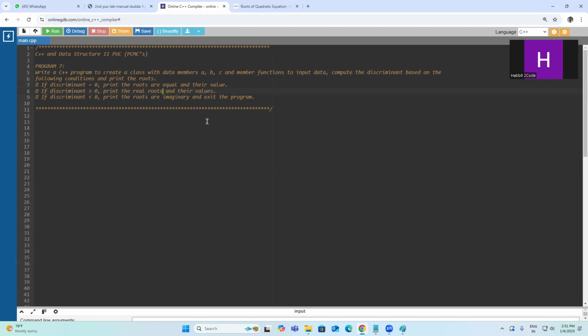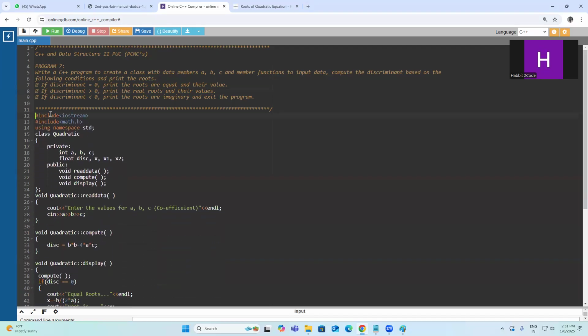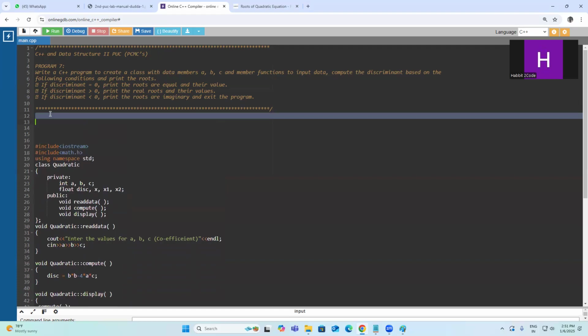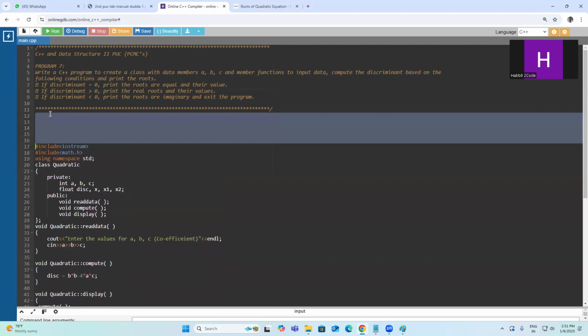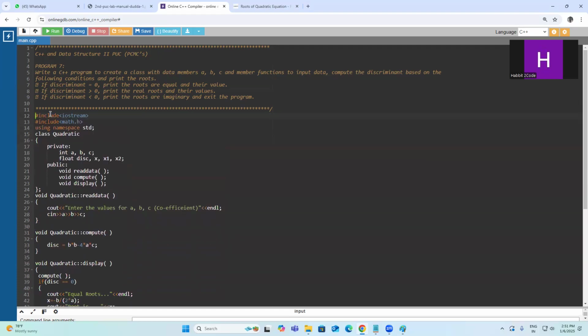So this is the program for the roots of a quadratic equation. It's a direct formula oriented program, so I've taken a ready program for that. Let us go through this program. Here we have taken iostream as well.